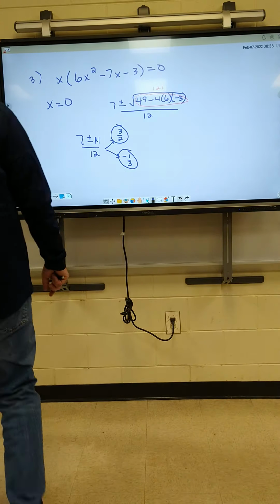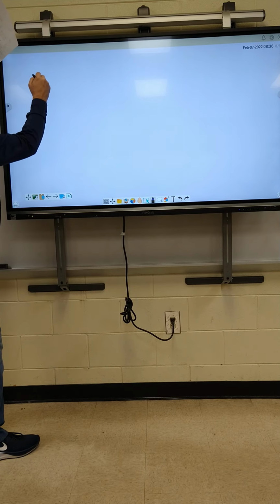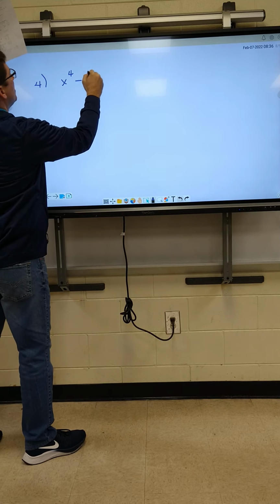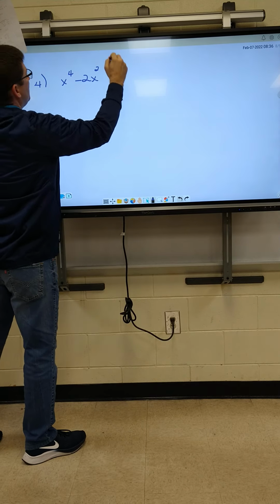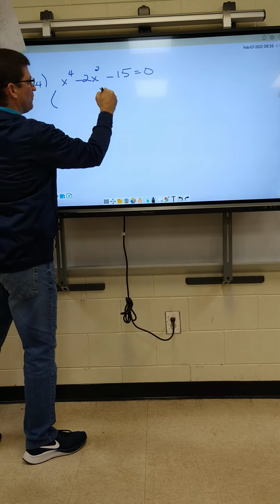Okay, 2 and 3 I thought were pretty easy. 4, 5, and 6 I think are definitely hard. And we haven't gone over this very much at all either. All right, let's go to 4. Number 4, I got x to the 4th minus 2x squared. Move that 15 over, that's a negative 15. So you guys go ahead and move over 15.